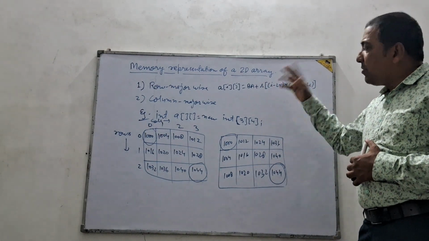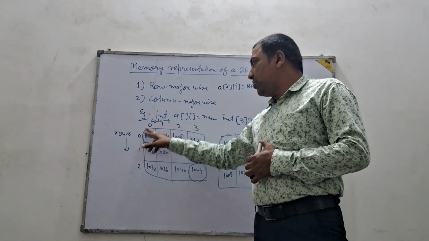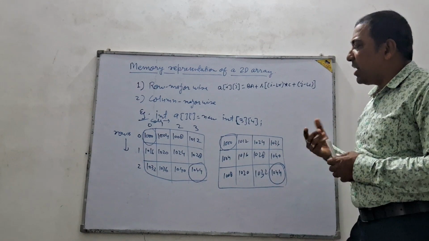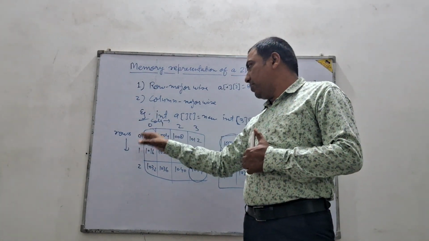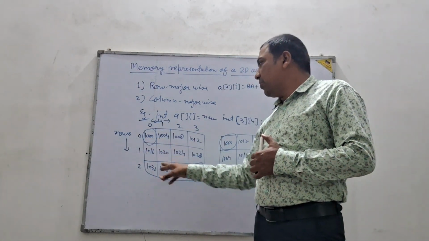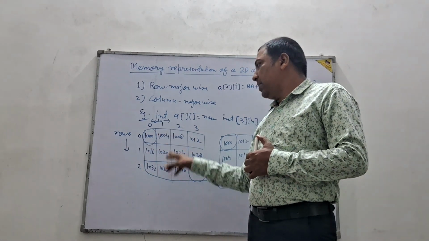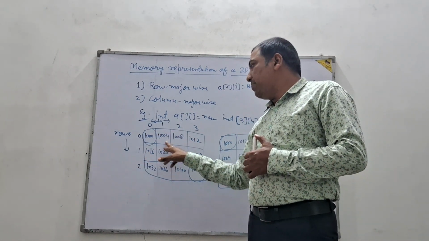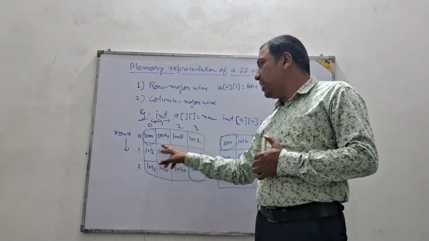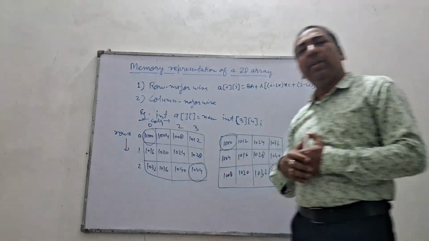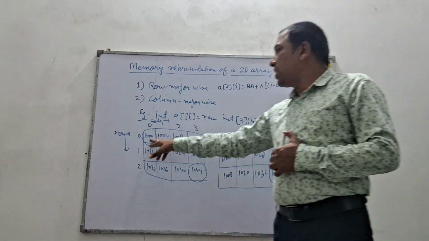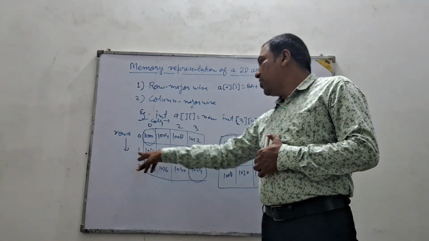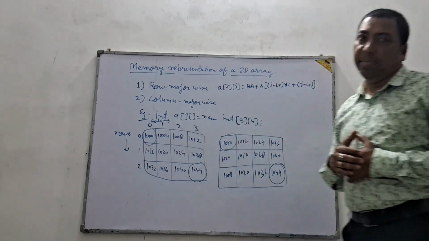LR and LC: if the base address is given for the very first location, in that case LR and LC will be 0, 0. But sometimes the address is not given for the first location; it is given for some other location. Suppose it is given for 1, 1, then LR will be 1 and LC will be 1. If the base address we consider is 1020, LR will be 1 and LC will be 1. If the base address is 1000, LR and LC are 0. If the base address is 1028, LR will be 1 and LC will be 3.